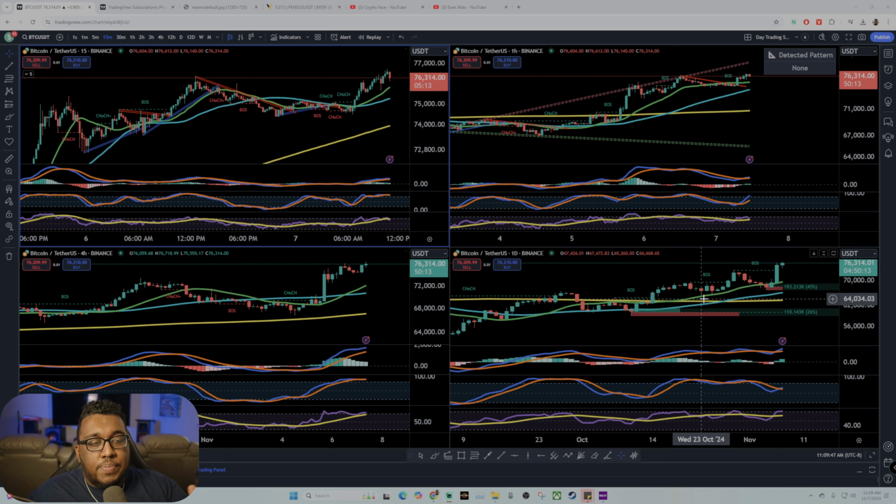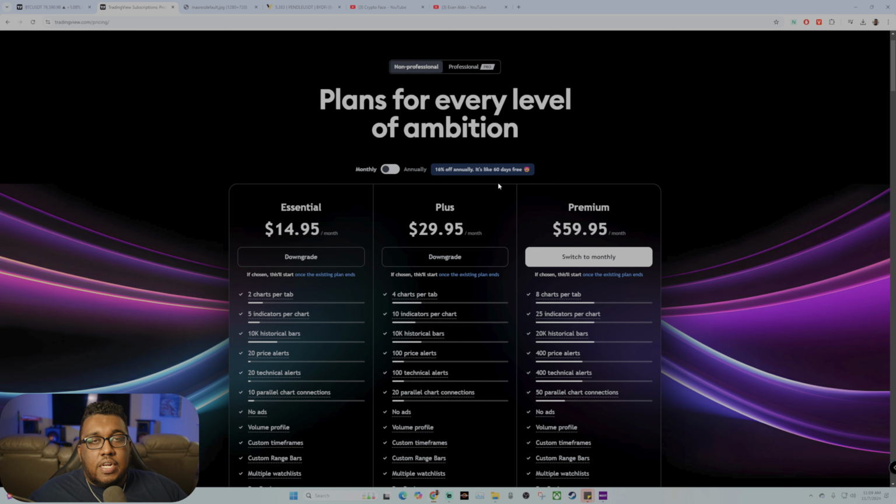So what you're seeing right here is a Bitcoin chart for the daily, a Bitcoin 4-hour chart, a Bitcoin 1-hour chart, and a Bitcoin 15-minute chart. I use this for a lot of day trading and swing trading and things like that. But in order to get this, you're usually going to have to pay some money.